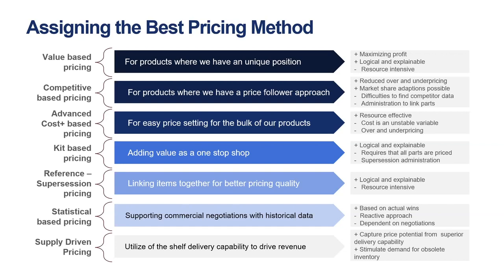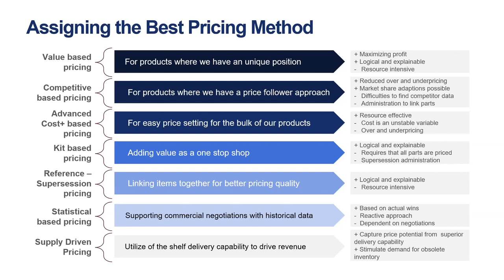Looking at competitive-based pricing, that really covers the commercial aspects of pricing, how it's done. Value-based pricing is much more focused on the product organization. Advanced cost-based pricing is for easy price setting for the bulk of your products. It's really the method used when we need to have a price for all our products, but we might not want to spend a lot of time on each and every item. So the benefit is, of course, that it's resource effective, but it has the disadvantages of a cost-plus pricing approach.